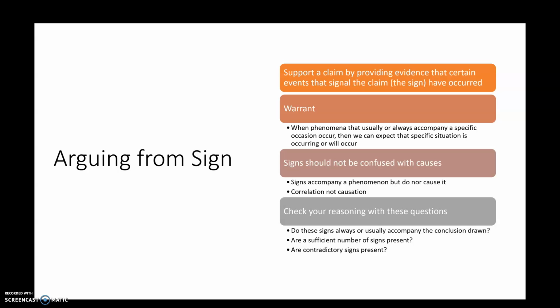Signs should not be confused with causes. So signs accompany a phenomenon but do not cause it. It's more like correlation than causation. And you can check your reasoning with these questions. Do these signs always or usually accompany the conclusion drawn? Are a sufficient number of signs present? If both of those are yes, then you're probably in a good place for your argument. Are contradictory signs present? If the answer to that is yes, then you're probably not in a good place and you need to look back at those contradictory signs.